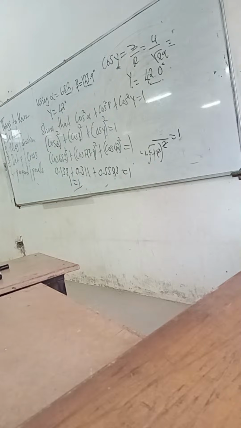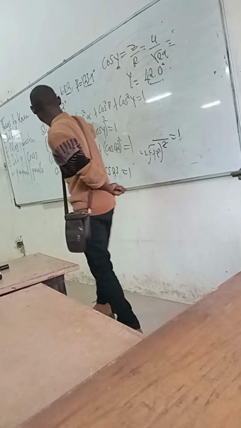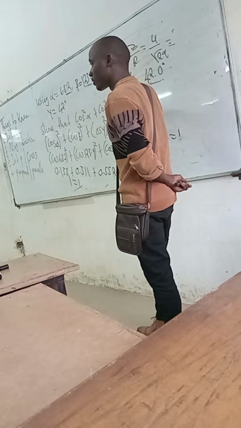If the calculator is not true, right from the figure. So guys, using the angles alpha, beta, and gamma, we've shown that this one equals to 1. Using the angles, right? It's simple. Very simple.